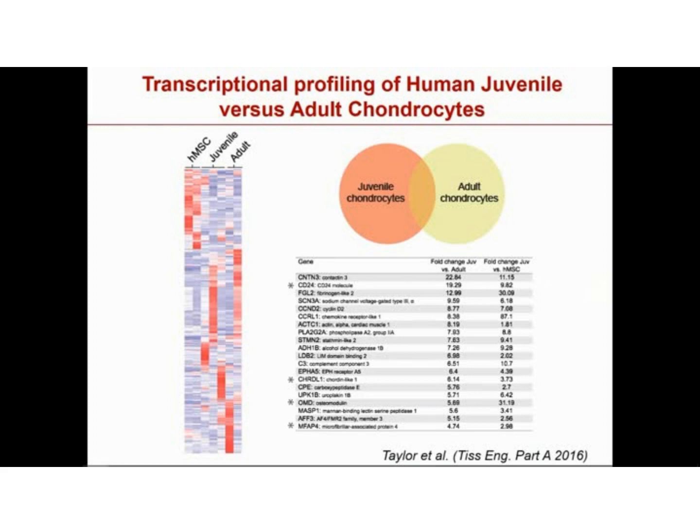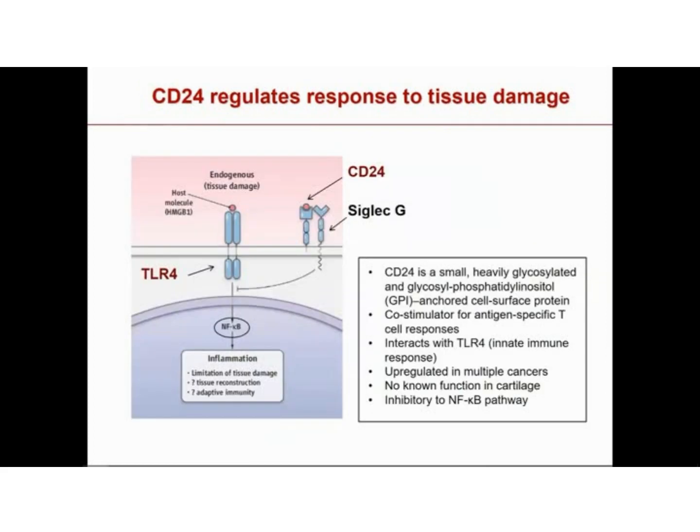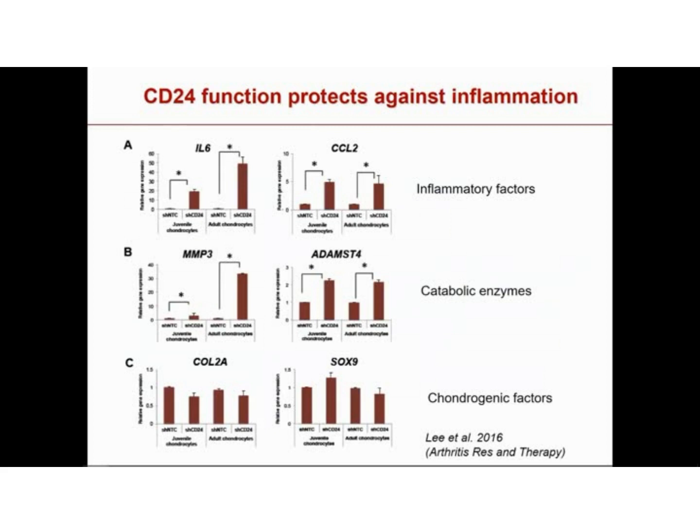So CD24 is a small glycosylated cell-anchored protein, and it is known to regulate NF-kappa-B. And what we found was that when we knock down CD24, chondrocytes do not respond as strongly to inflammatory cues. So the presence of CD24 protects the chondrocytes against inflammation. That's why we went ahead and looked for this marker in our data.